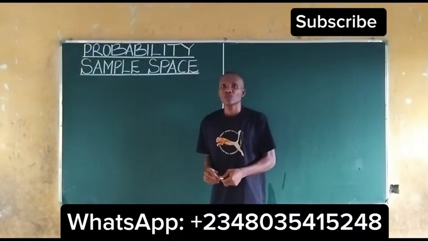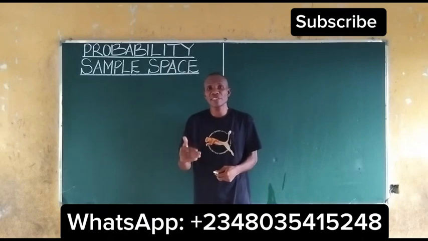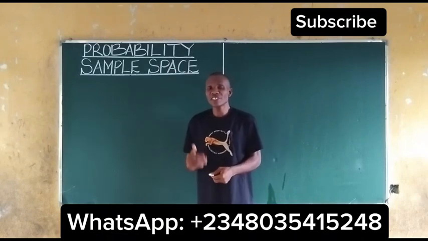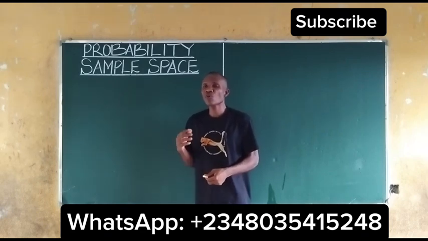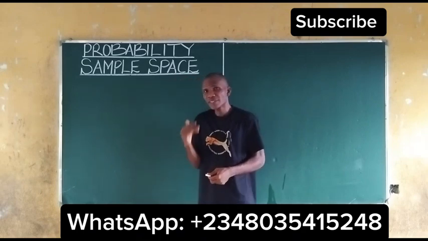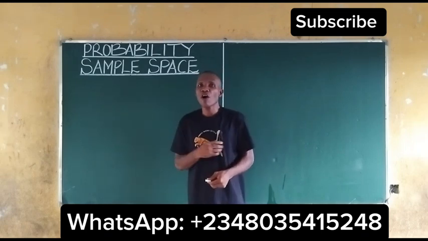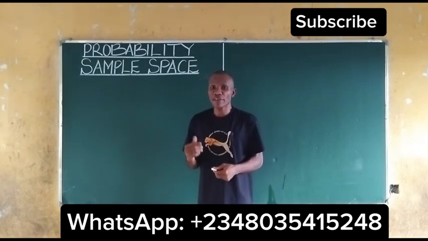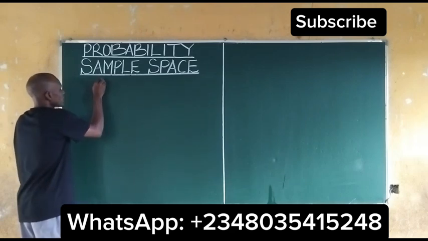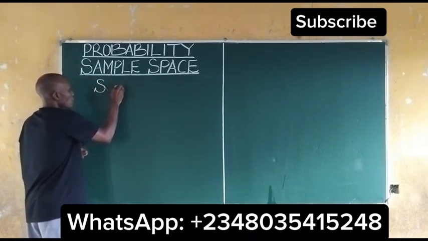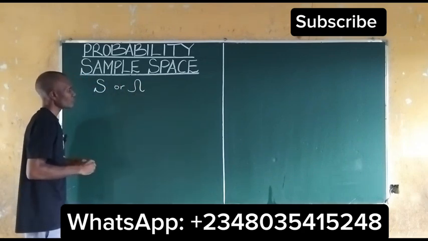In this video, we shall discuss the sample space in probability theory. We'll be using the tree diagram to explain the sample space. So what is the sample space? The sample space in probability is the collection of all possible outcomes of an experiment. So we use this symbol to denote the sample space.